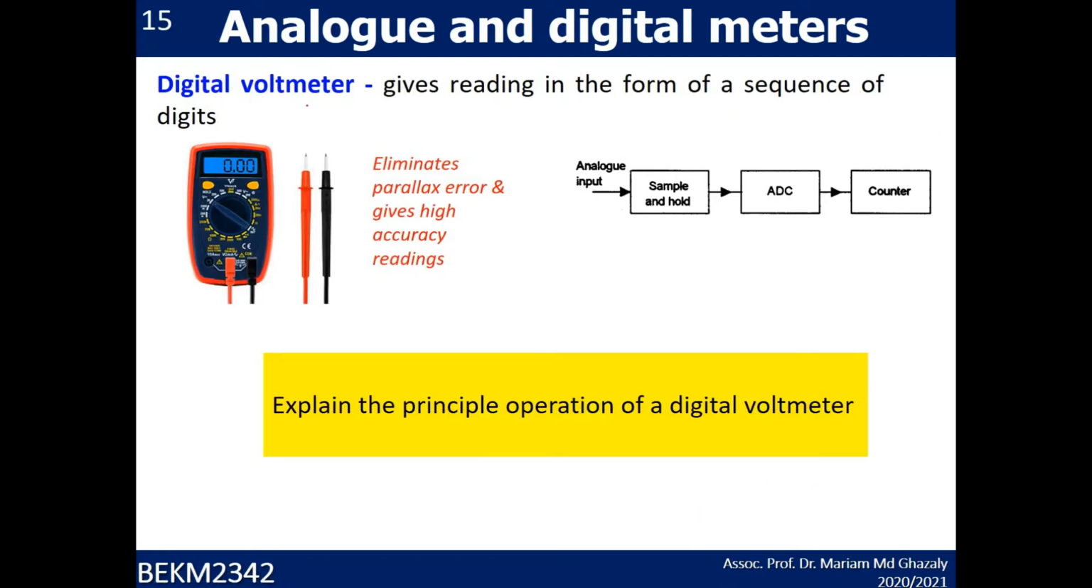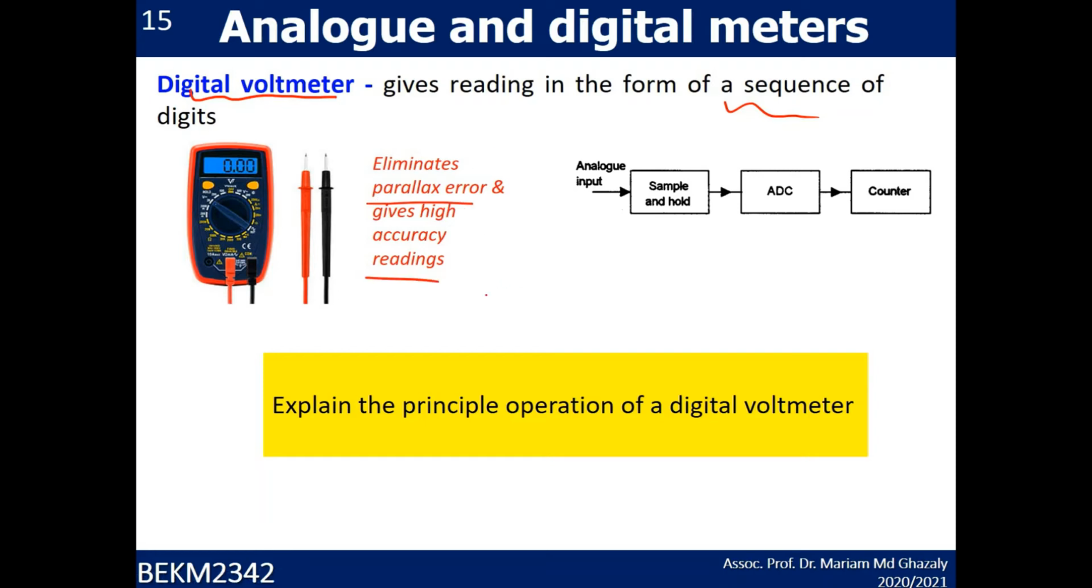So let's look at the digital voltmeter. A digital voltmeter is a meter which gives a reading in the form of a sequence of digits. By using this digital voltmeter, you can eliminate the parallax error and get a high accuracy reading.